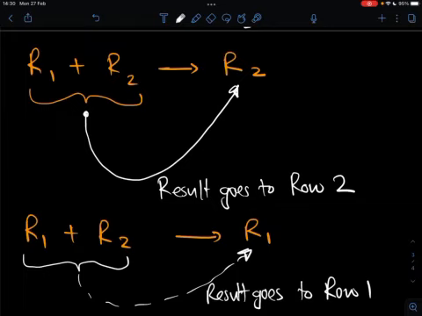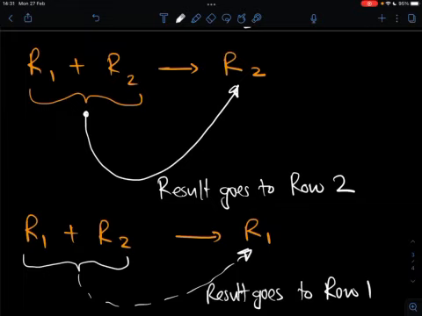Every time you want to be clear to the examiner what exactly is going on, you can make use of this notation, which is specific as to where you place the result of your addition. If you're not sure, you can use that. But one thing you must do is always clarify with your lecturer what convention is being used in class, because different people have different conventions as to what Ri plus Rj means. Always confirm that and make sure you follow what the lecturer is teaching you.